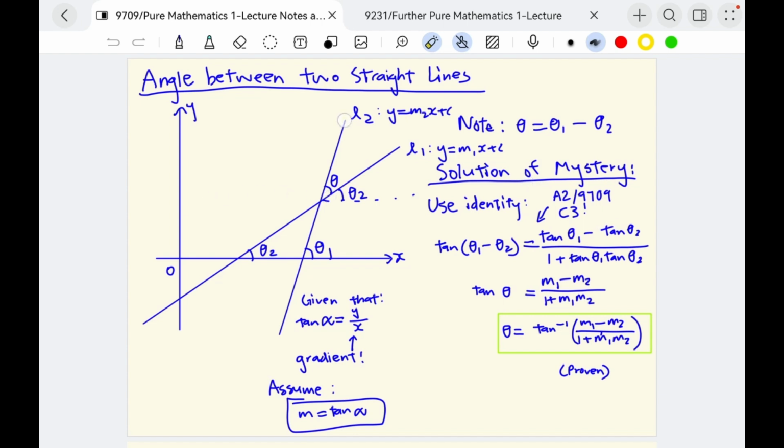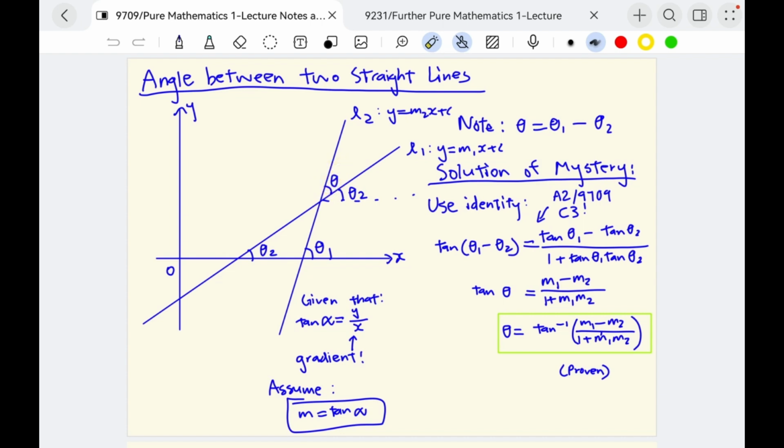Given that there are two straight lines, each with an angle subtended from the horizontal line. I know it's not always the positive x-axis, but this is the best illustration in my view. So this is theta 1 for the first straight line. This is theta 2 for the second straight line. But what we want is the angle between the two straight lines, which is this angle.